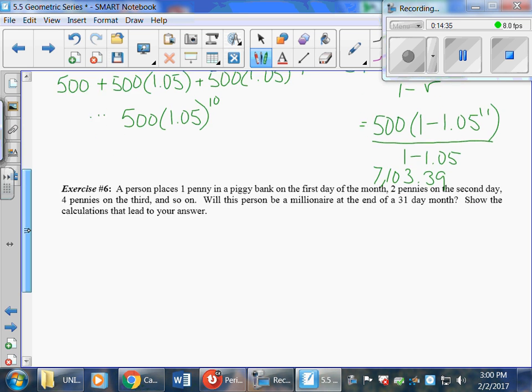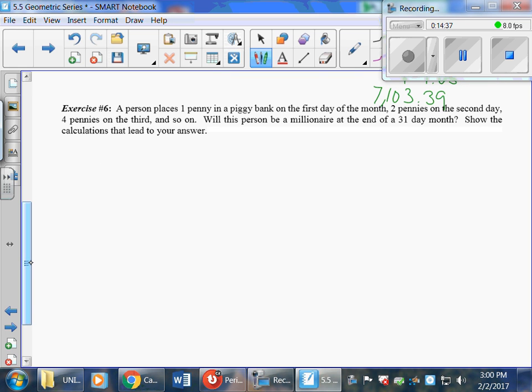And exercise 6. Love this one. A person places 1 penny in the piggy bank on the first day of the month, 2 pennies on the second day, and 4 pennies on the third, and so on. So this is that typical question, would you rather get paid $1 a day, or would you rather get a penny the first day and then double it every day? So this is that same kind of question, but it's the first day of the month. So what is this going to look like? The first payment is 0.01, the second is 0.02, the third is 0.04, 0.08, and so on and so forth.